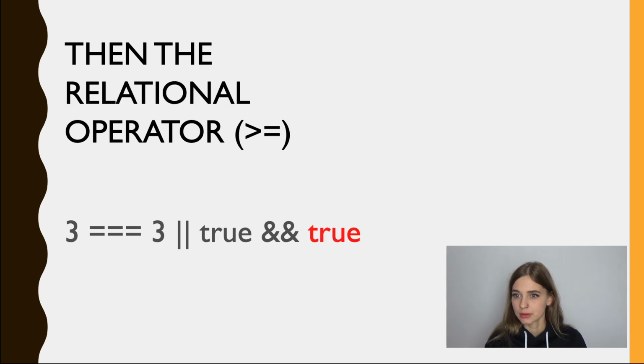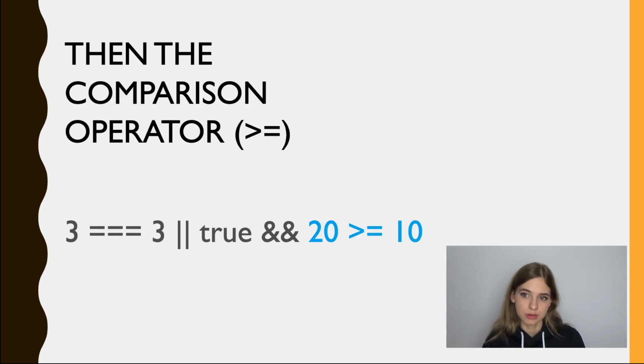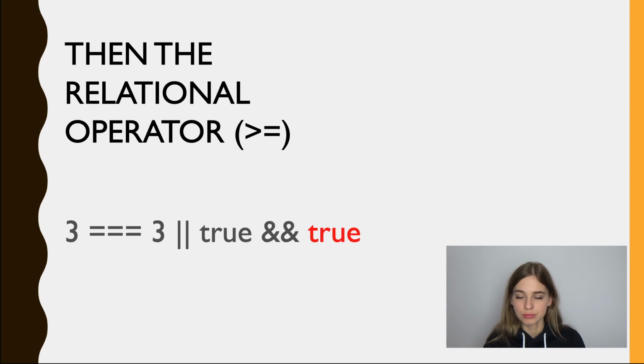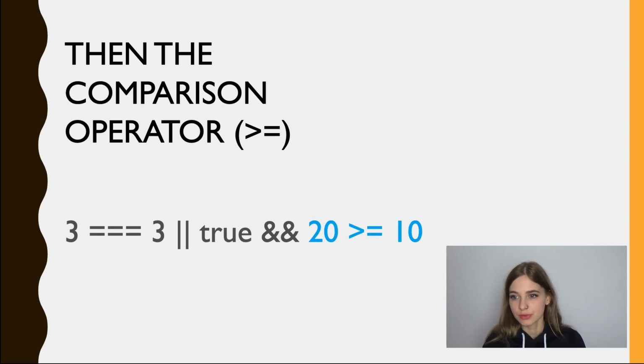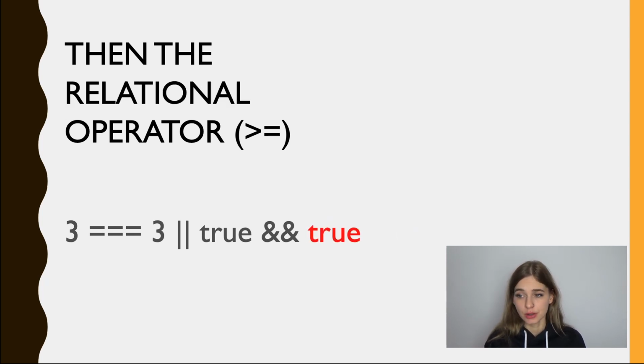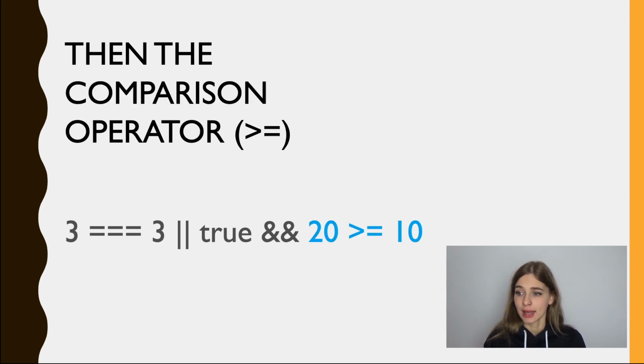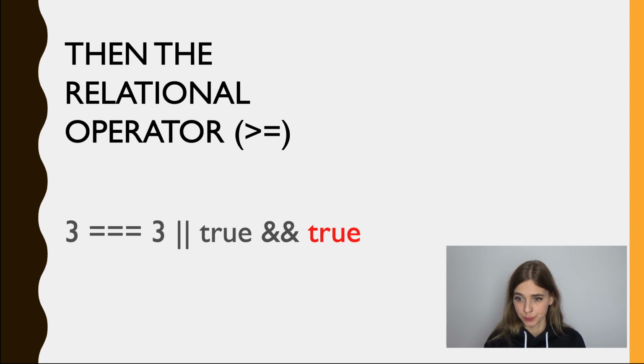So comparison, or relational, that's the same thing. We've got, is 20 higher or equal to 10? It would evaluate to true. And so instead of 20 bigger or equal to 10, we can substitute this with true.